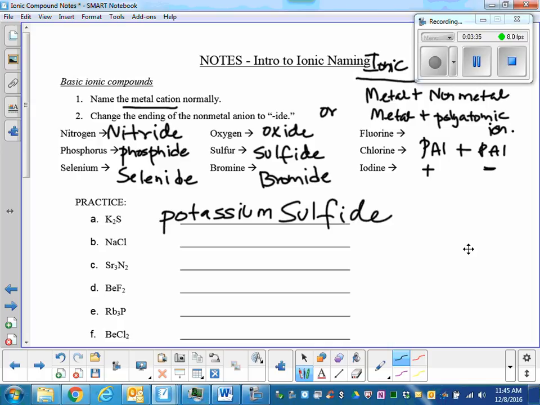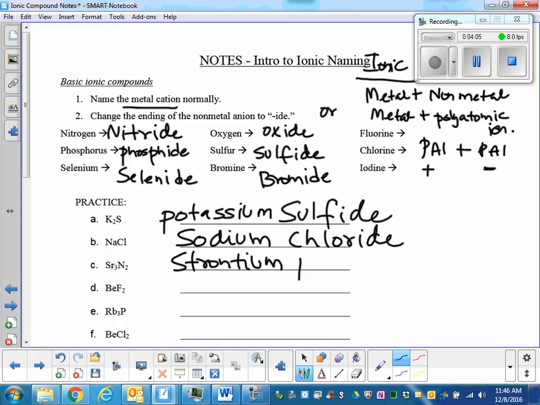So, Nikki, do you want to try? What's Na off of the periodic table? Sodium. And what will chlorine become? Chloride. Jocelyn, what is Sr off of the periodic table? Sr is 38. Strontium. And what will nitrogen become? Nitride.